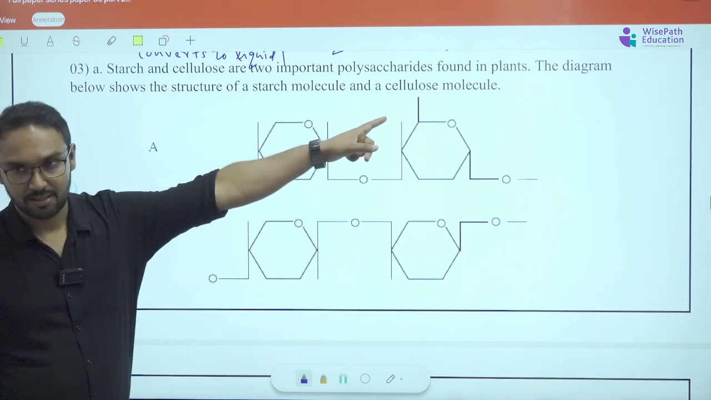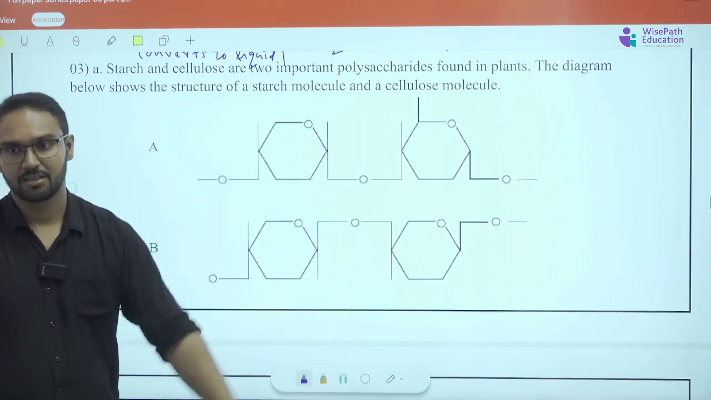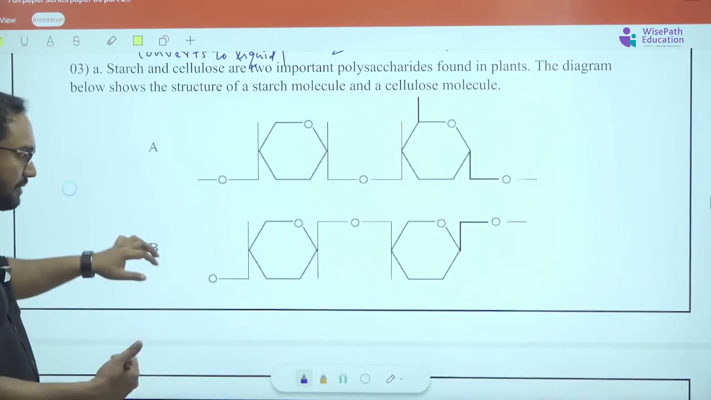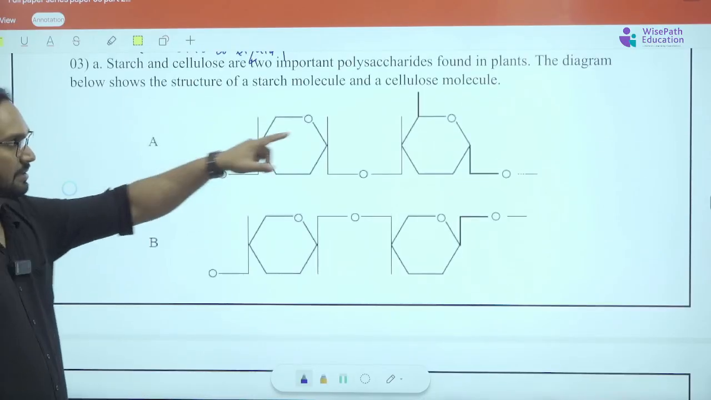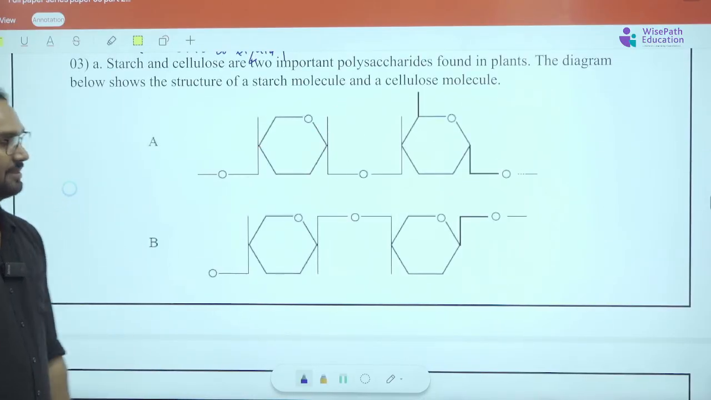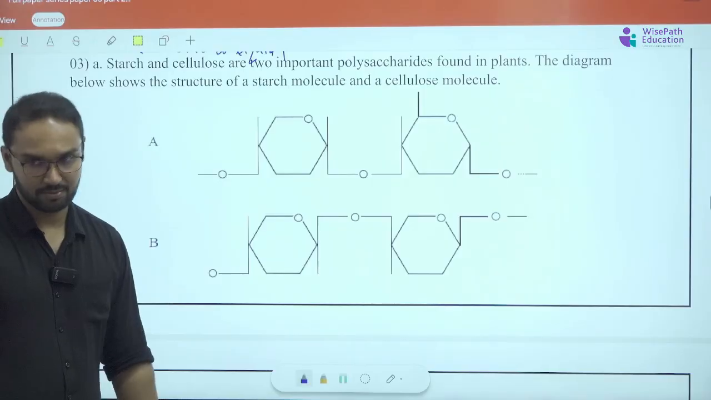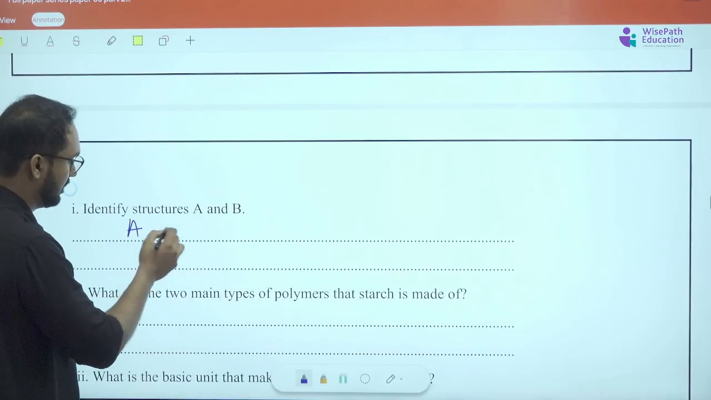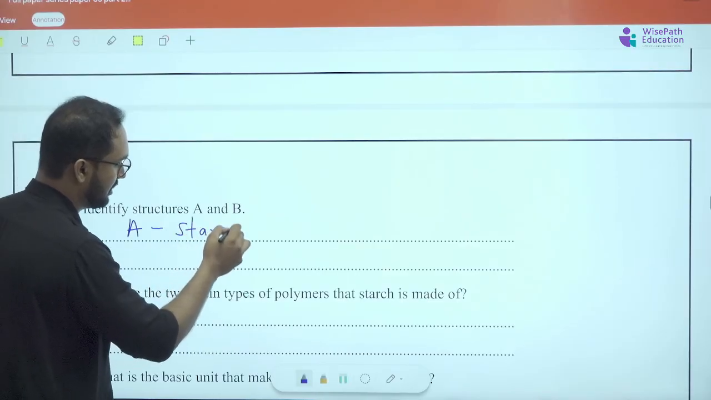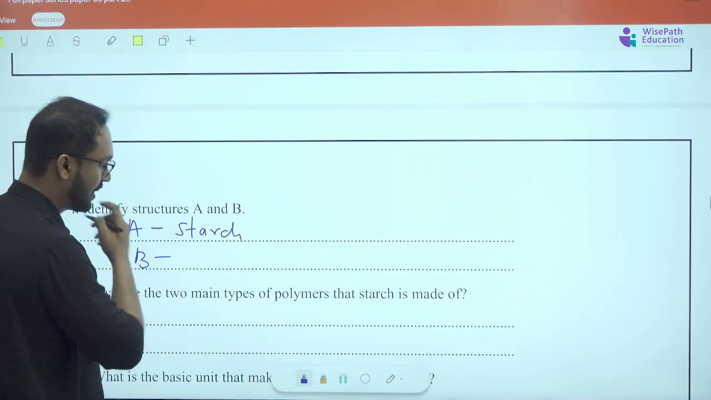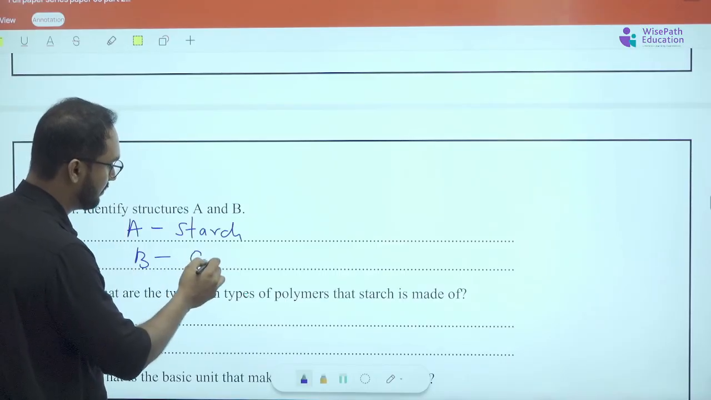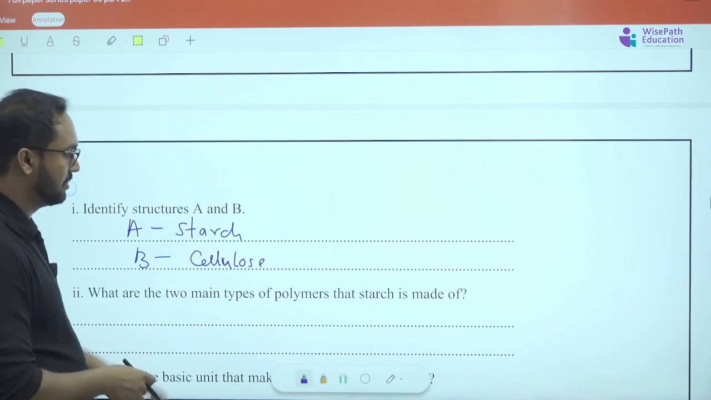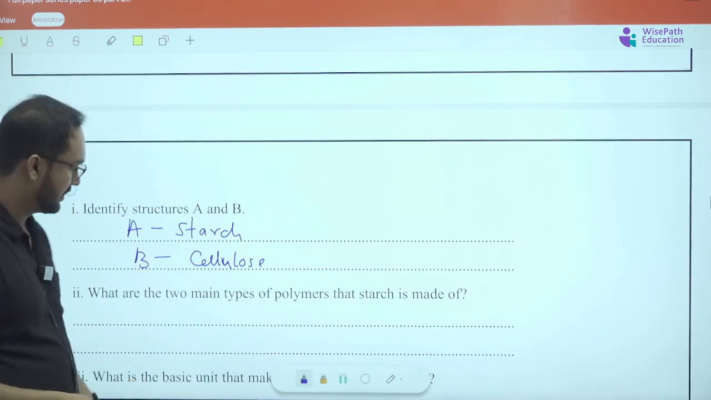Okay, good. That is one way. The other way is it is branched. The cellulose is usually linear. Even both ways are fine. I think this is the clue there. That is correct, right? So A is starch and the B is what? Cellulose. We can either find it using the branch or the alpha and beta carbons.